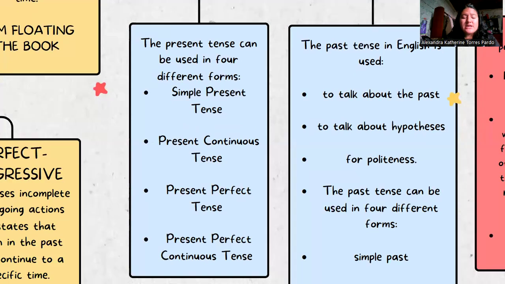And the last, the present perfect continuous tense is used to represent an action that began in the recent past and is still continuing.